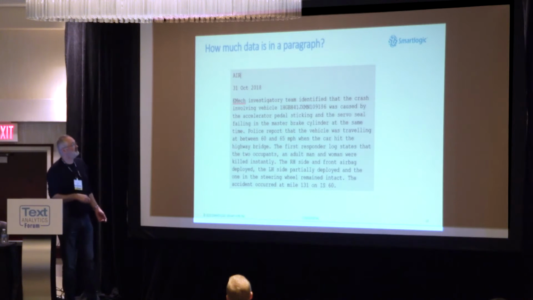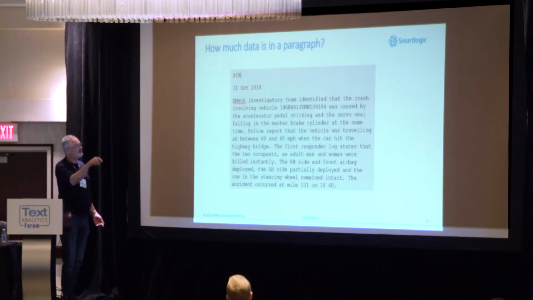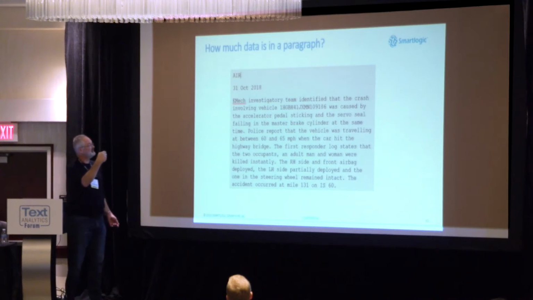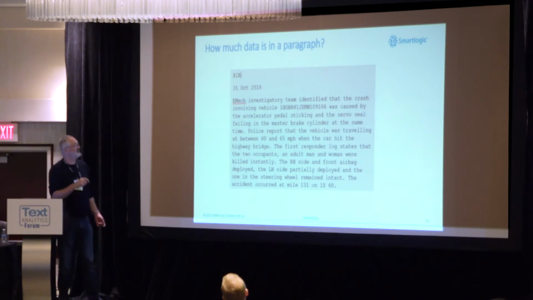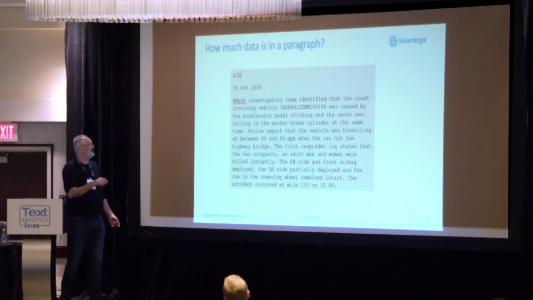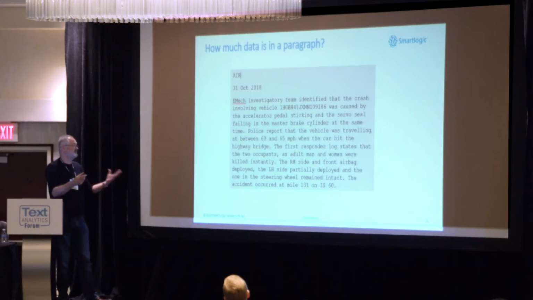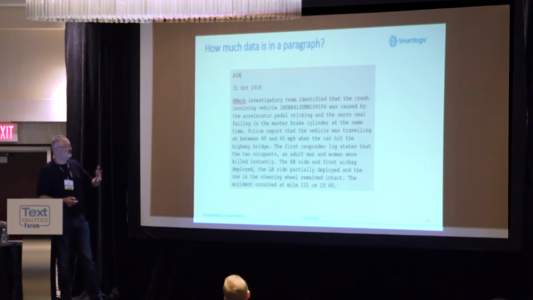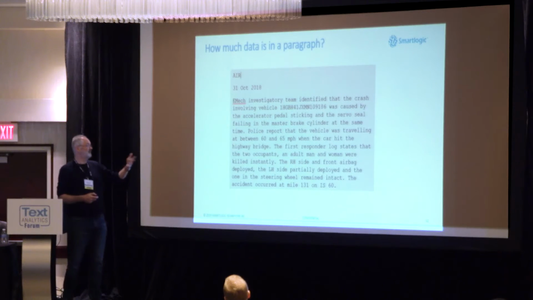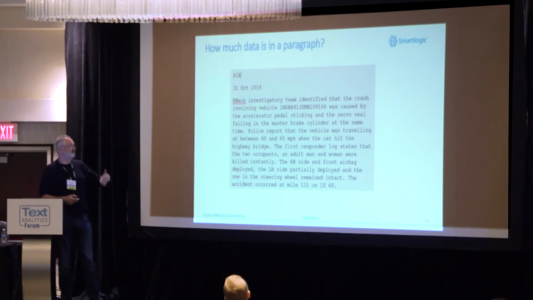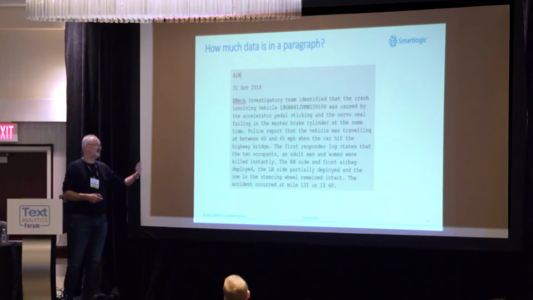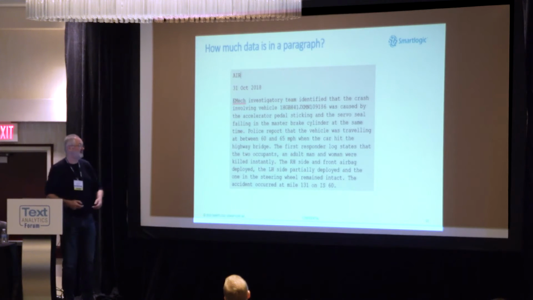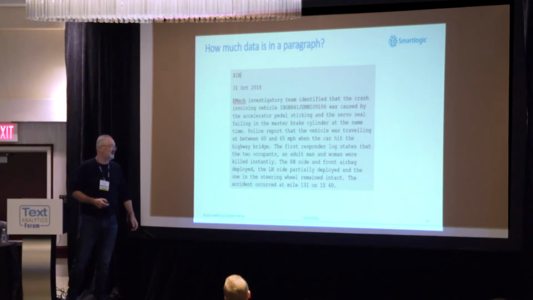EMEC investigatory team identified that the crash involving vehicle was caused by the accelerator pedal sticking and the servo seal failing in the master brake cylinder at the same time. The Police report that the vehicle was travelling at between 60 and 65 miles per hour when the car hit the highway bridge. First responder log states that the two occupants, an adult male and woman, were killed instantly. Right-hand side and front airbag deployed, the left-hand side partially deployed, and the one in the steering wheel remained intact. The accident occurred at mile 131 on IS 60.